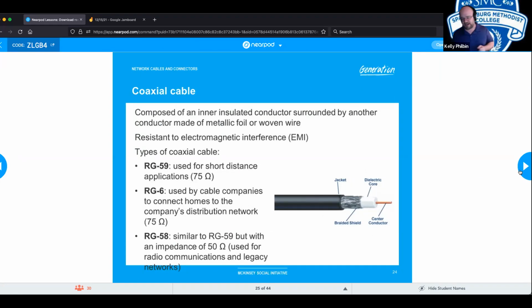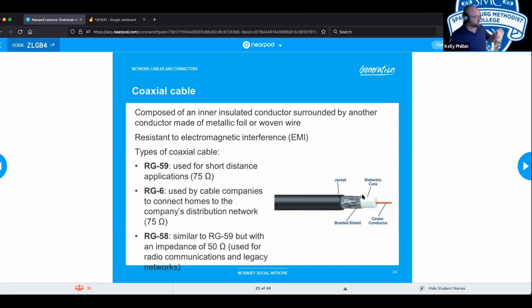First one on the docket is coaxial. Essentially, it's broken up. You have the center conductor, which is the copper cable in the middle. They have a dielectric core that kind of protects it. There is a braided shield around it that gives it pretty decent resistance to EMI, which is electromagnetic interference. And then you have the jacket that goes over it, kind of protects everything.